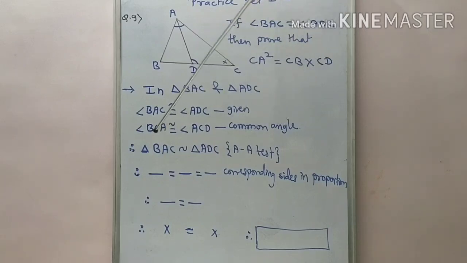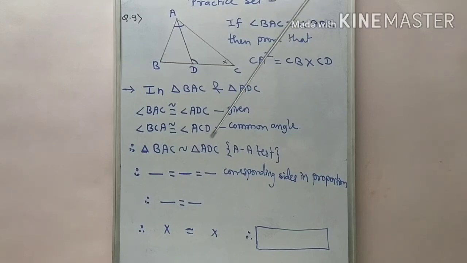Okay, how do we write down this correspondence? From BAC, in triangle BAC we keep that C in the middle, BCA. So for ADC we write down that same C as ACD. Okay students, and hence we can say that two triangles, triangle BAC and triangle ADC, are similar triangles by AA test. This correspondence is very much important, and this correspondence we took from the given part.